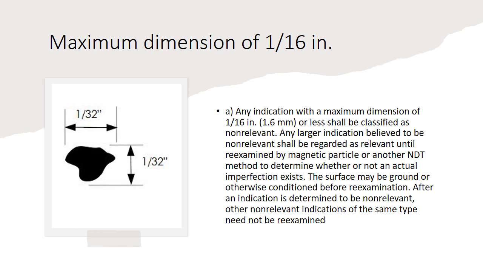Maximum dimensions of 1/16 of an inch. Any indication with a maximum dimension of 1/16 of an inch or less shall be classified as non-relevant. Any larger indication believed to be non-relevant shall be regarded as relevant until re-examined by mag particle or another NDT method to determine whether or not an actual imperfection exists. The surface may be ground or otherwise conditioned before re-examination. After an indication is determined to be non-relevant, other non-relevant indications of the same type need not be re-examined.